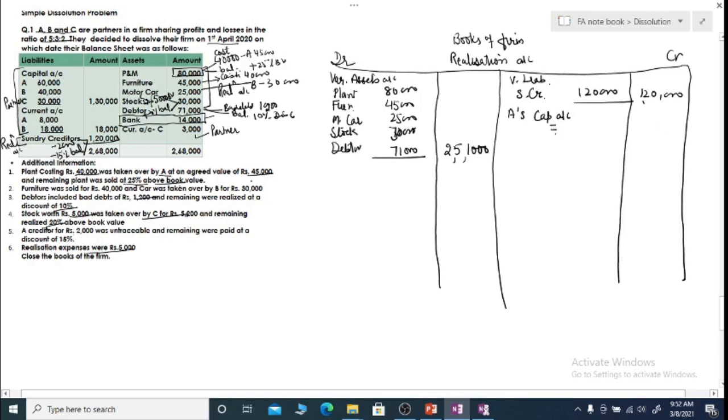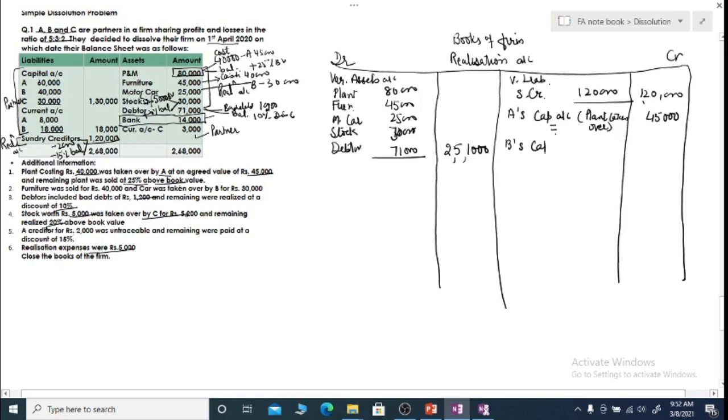Because we have read the whole question, we have understood. So if we look at all the assets, we know that A is taking over a part of plant. So A's capital account, part of plant taken over, and he is taking it over at 45,000. Is B taking over something? Yes, B is also taking over motor car at 30,000.